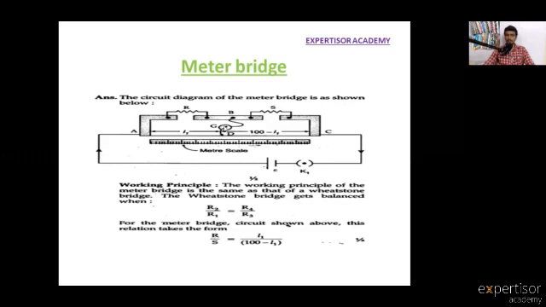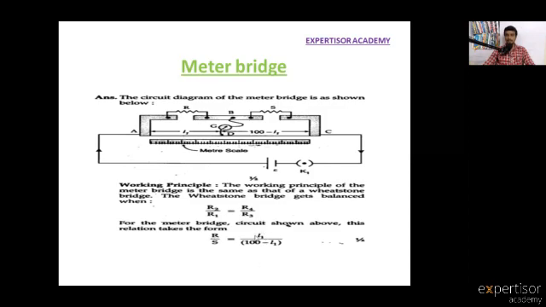This is the null point. At this point, for example, this is the jockey point. Here the null point is created in the galvanometer. Galvanometer current is equal to 0. At this point, from point A to this jockey point, that is L1 length of the magnet wire. This L1 is equal to R3 resistance. This R3 is equal to R1.